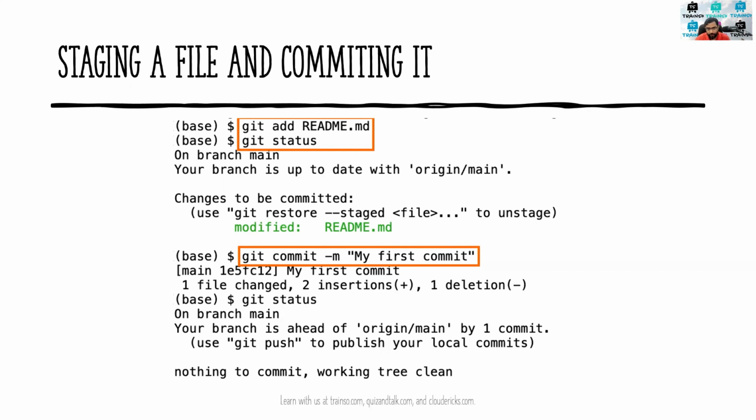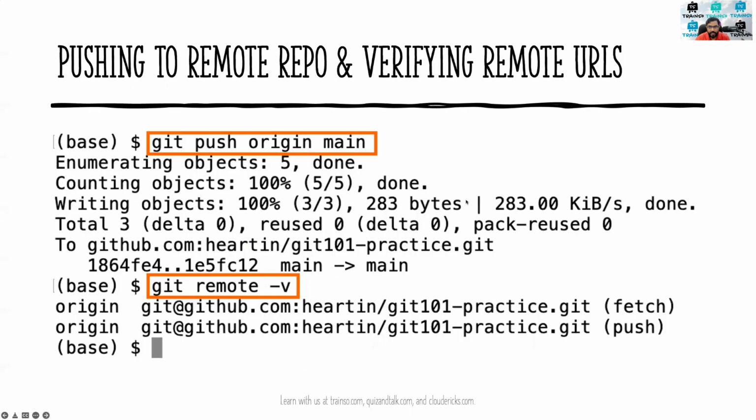So is it clear now? All those things I mentioned about the staging, committing, and pushing. And then finally, what do you do? You do git push origin main, and it will push my changes from my local machine to the remote machine. Now other developers will be able to see my changes.